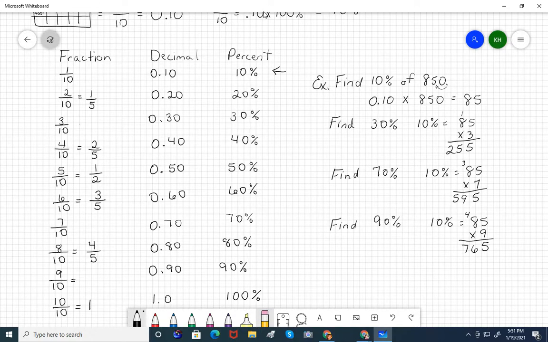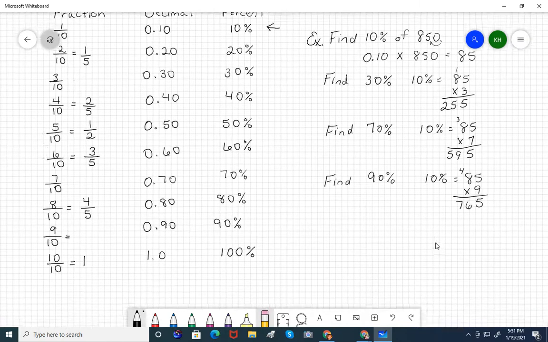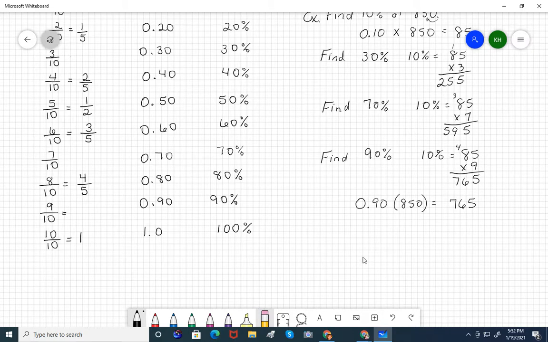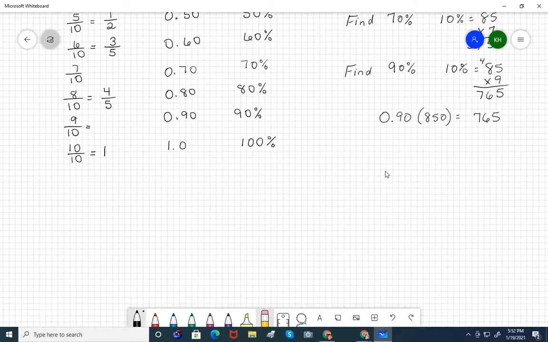Of course, if you're using a calculator, you may prefer to say, if I want 90%, I just change it to a decimal, and I multiply by 850, and it comes out to be 765. I'll get the same answer. So 10% is a really good percent to have memorized.